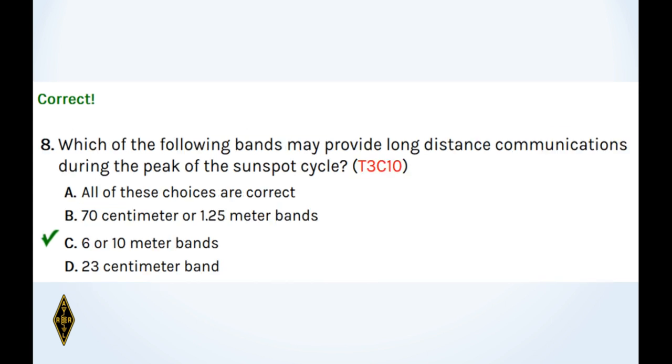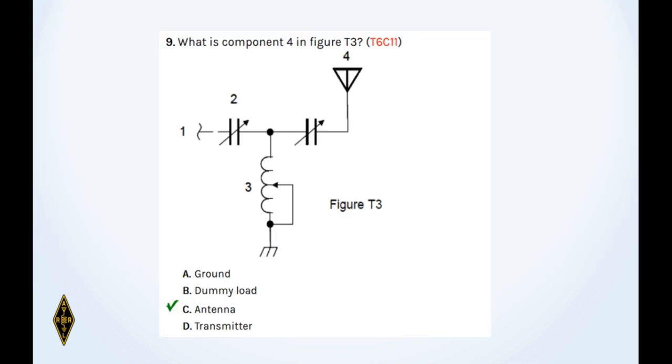And eight, which of the following bands may provide long-distance communications during the peak of the sunspot cycle? The peak meaning with lots of sunspots. Well, then 10 meters will open up like gangbusters. So 10 meters and 6 meters, you can talk around the world on 10 watts or less. And component 4 in the figure, well, that's an antenna. So 9C.